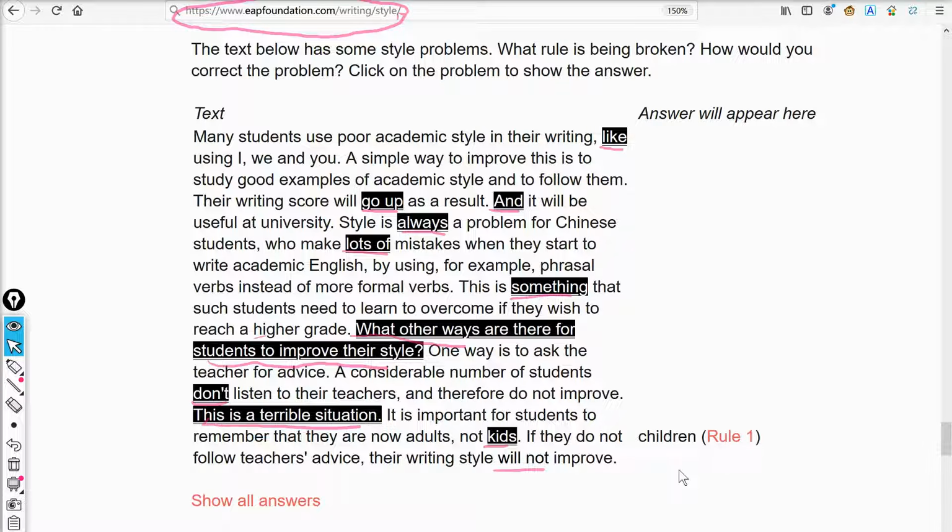And here's the final problem. Rule 9 again. Use tentative language instead of absolute statements. So is unlikely to is better here than will not.